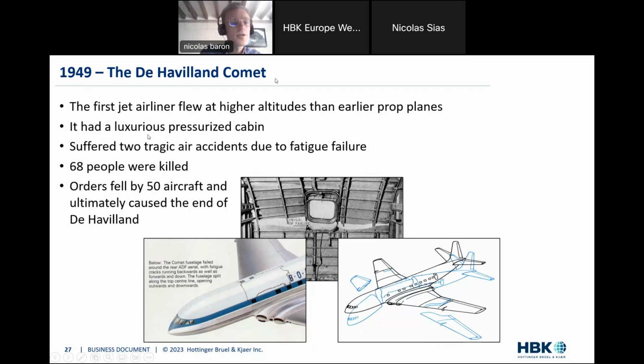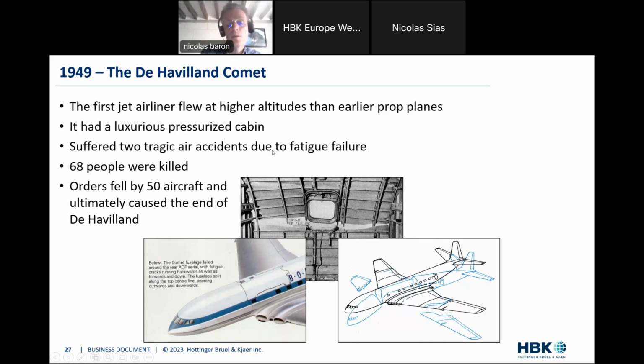It had a luxurious pressurized cabin, but it suffered from two tragic accidents due to fatigue failure. The end result was that 68 people were killed. That is dramatic. That's very bad. And the consequence of that is that the orders really collapsed, and the aircraft program, the de Havilland Comet program, was suspended in the end.